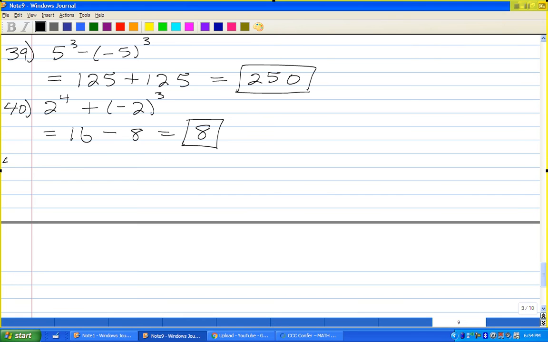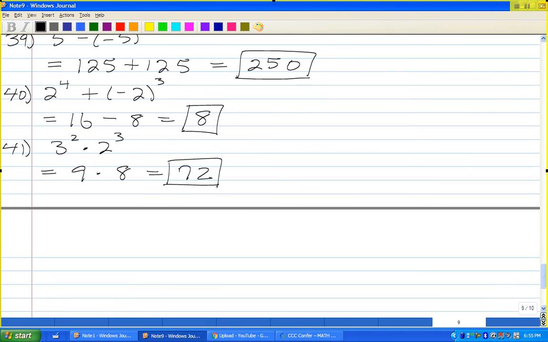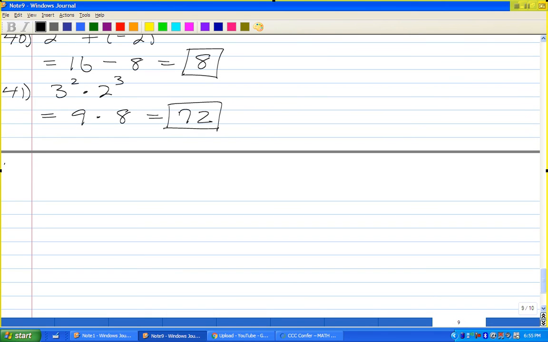Problem 41. 3 squared times 2 cubed. 3 squared is 9. 2 cubed is 8. 9 times 8, 72.